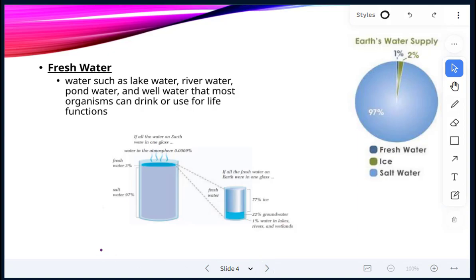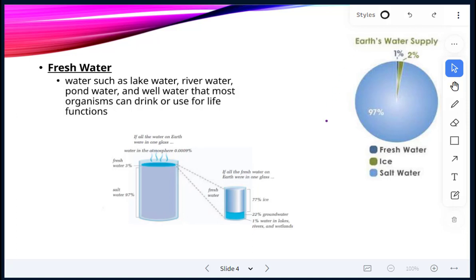So fresh water, that's the water we would find in lakes, rivers, ponds, wells, those types of areas, that's called freshwater. And most organisms then can drink that type of water or use it for life functions.